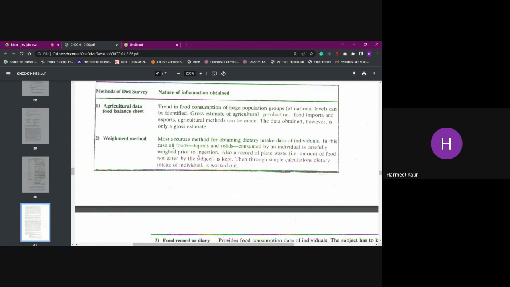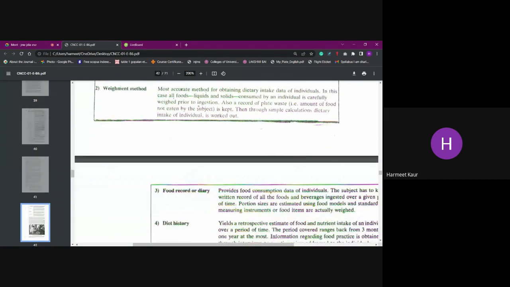So in this case you will be measuring every possible thing that person is ingesting. He or she might be having a cup of milk or tea or coffee, or a sandwich or some porridge, rice, whatever. You weigh accurately the amount consumed by that individual. You also keep a record of what is wasted. Maybe I had one plate of rice with some fruit, and I consumed only half. So you have to keep a record of the plate waste, the total amount not eaten by the subject, and what he or she has consumed throughout that day. This is known as the weighment method.